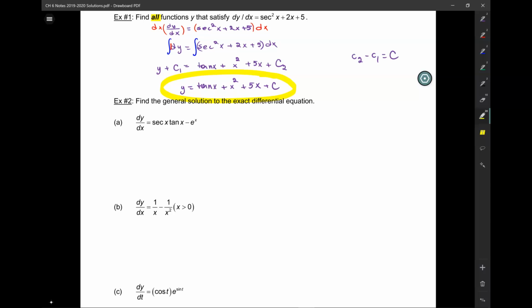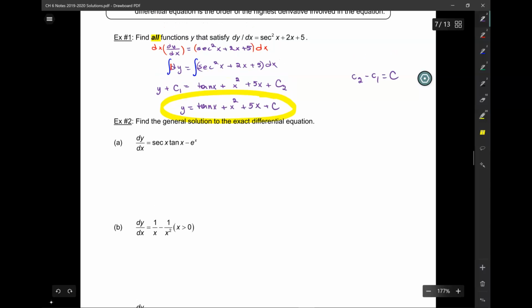Okay, so here's what we have here. Now, what is it that we have in this case? I have y equals this function, tangent x plus x squared plus 5x, plus c. Why is this now not one function, but all the functions that satisfy that equation? Because c is a constant. So remember, if I have like y equals x squared, right?